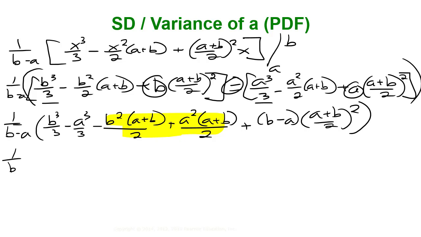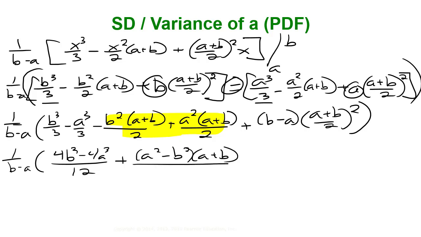So this doesn't change, right? It's still on the outside. And now this over 12 is just going to become 4b cubed minus 4a cubed all over 12. And then this piece becomes plus a squared minus b squared. We just put them together, and instead of making a minus, we just put this piece second, times a plus b all over 12, but this started at 2, right? So we need a 6 out in front of here.